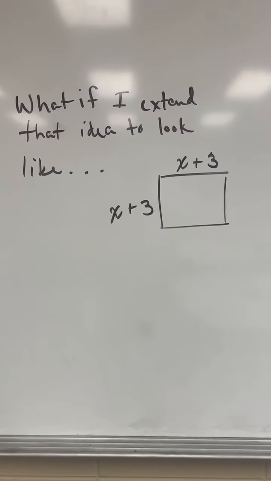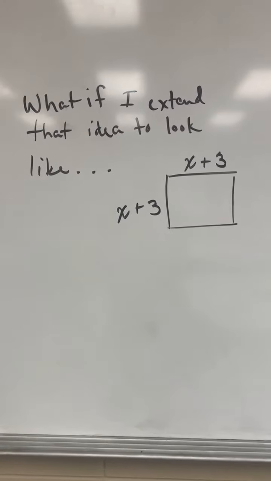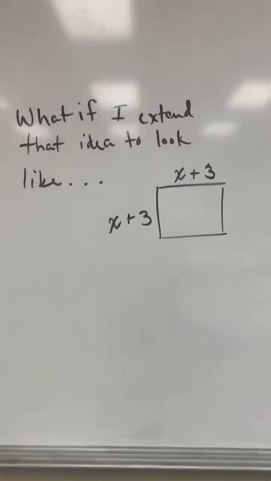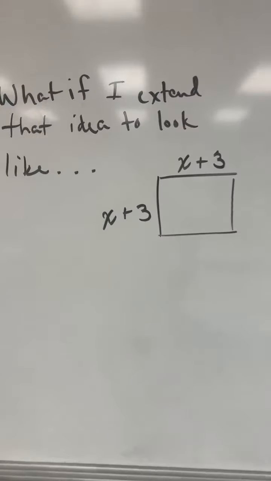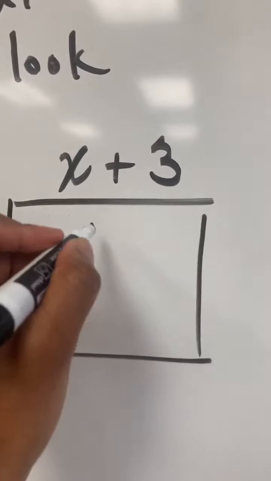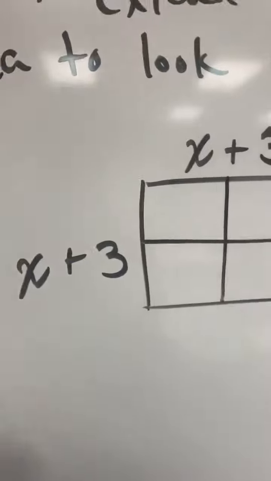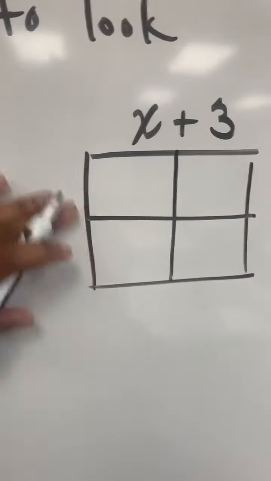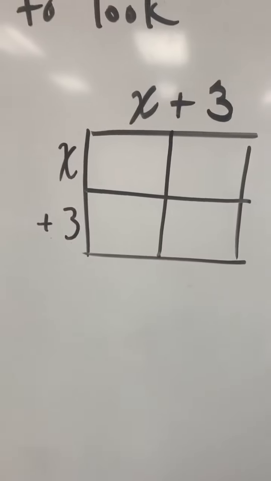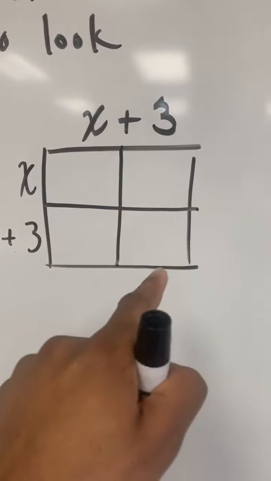Now, what if I extend that idea to look like this one instead? Now, instead of it saying x times x, it says x plus 3 times x plus 3. How do we find the area of that? So what I do is, basically, I'm going to break this up into 4 smaller squares, and then I'm going to write my x plus 3 like that now. So if I break it up into 4 smaller squares, it allows me to do this piece by piece.